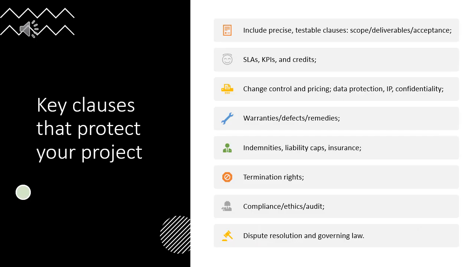Contracts need strong and clear clauses. Scope, deliverables, and acceptance criteria. Service levels, KPIs, and credits. Change control and pricing for variations. Data protection, IP, and confidentiality. Warranties, defects, and remedies. Indemnities, liability caps, and insurance. Termination for cause and convenience. Compliance, ethics, and audit rights. Dispute resolution and governing law. Keep language unambiguous and testable.